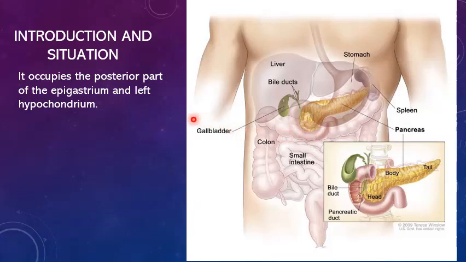Then it occupies the posterior part of the epigastrium. This central part of the abdomen is called the epigastrium. This is the right hypochondrium and this is the left hypochondrium. The pancreas occupies the posterior part of the epigastrium and also the left hypochondrium. So the situation is the posterior part of the epigastrium and left hypochondrium. In the next slide we'll see the shape of the pancreas.